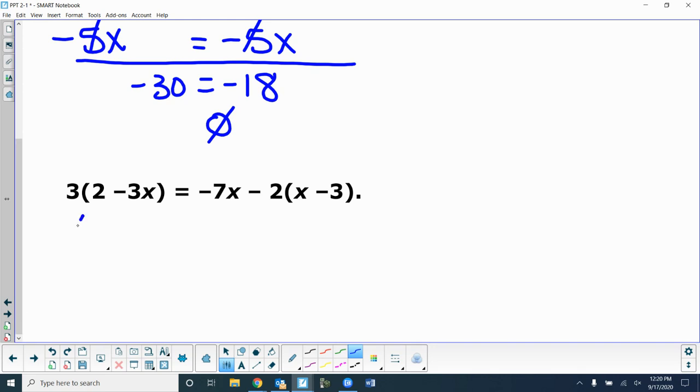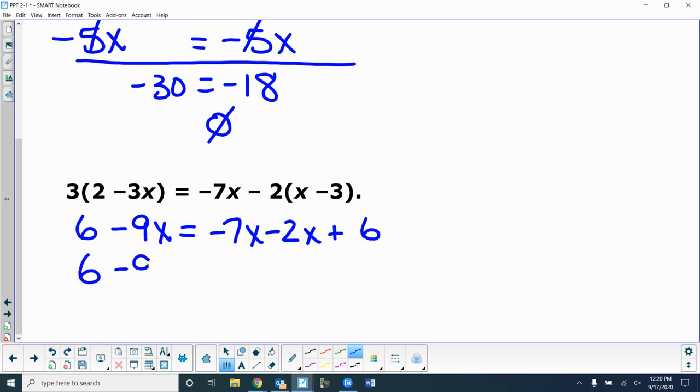Here, 3 times 2 is 6. 3 times negative 3x is negative 9x. Negative 7x. Negative 2 times x. Negative 2 times negative 3 is a positive 6. What do you see here on each side? True. They're the same thing, aren't they? Just different order, but they're the same thing. Once you realize they're exactly the same, we call that an identity.